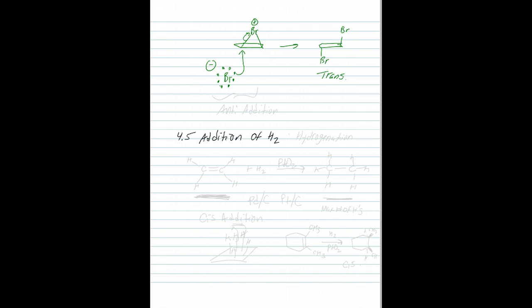This is how they proved it, because what they found was that whenever they did this reaction, they always got the trans product. They never got any of the cis product. So this part of it is what's called the anti-addition. It's adding opposite of where the other group is.